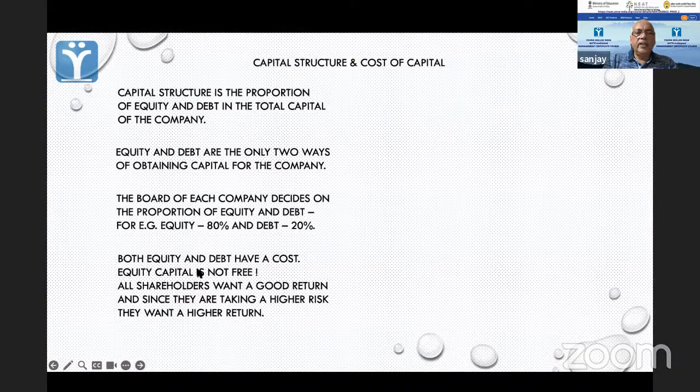Now, both equity and debt have a cost. So a shareholder does not have, let's say, a right to get dividend every year from a company. The company doesn't have to give dividends. But that doesn't mean that equity capital is free. Because if they don't give dividends, then over a period of time, their shareholders are going to begin selling their shares. As they sell more and more shares in the market, the price of their shares is going to go down. And that is going to result in basically a loss of value for the company.